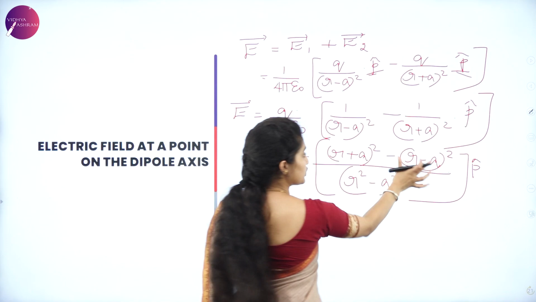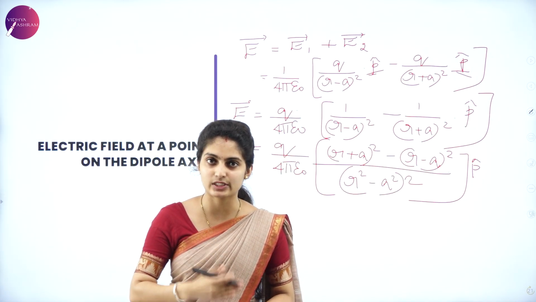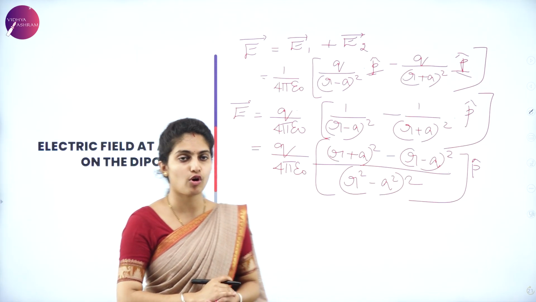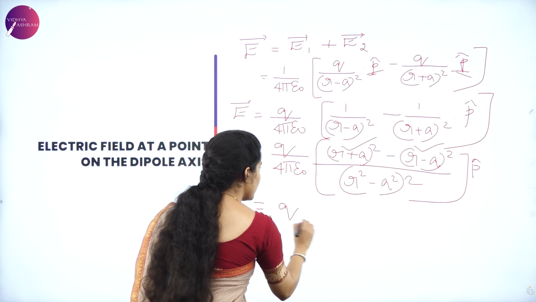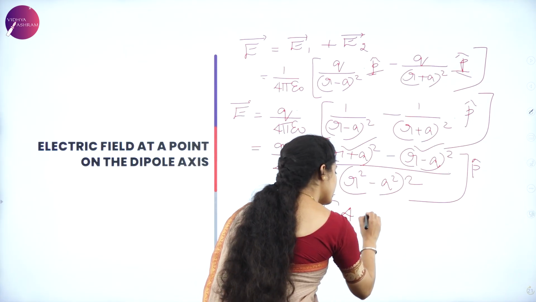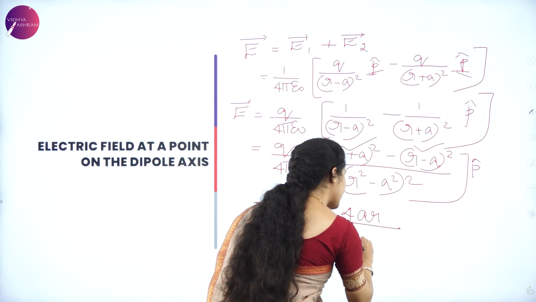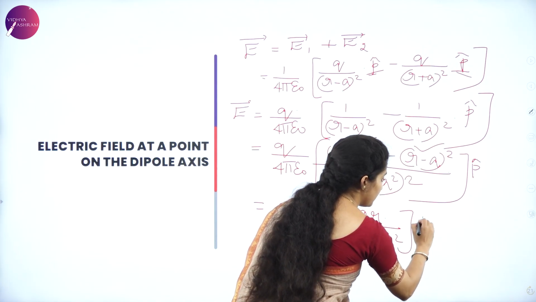On solving these two terms with the help of the formulas A square plus B square plus 2AB and A square plus B square minus 2AB, you will end up with Q by 4 pi epsilon naught into 4AR divided by R square minus A square the whole square into P cap.